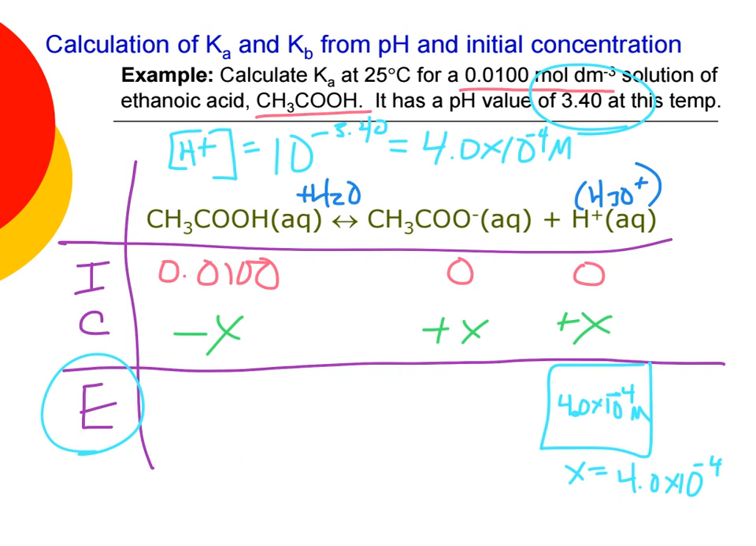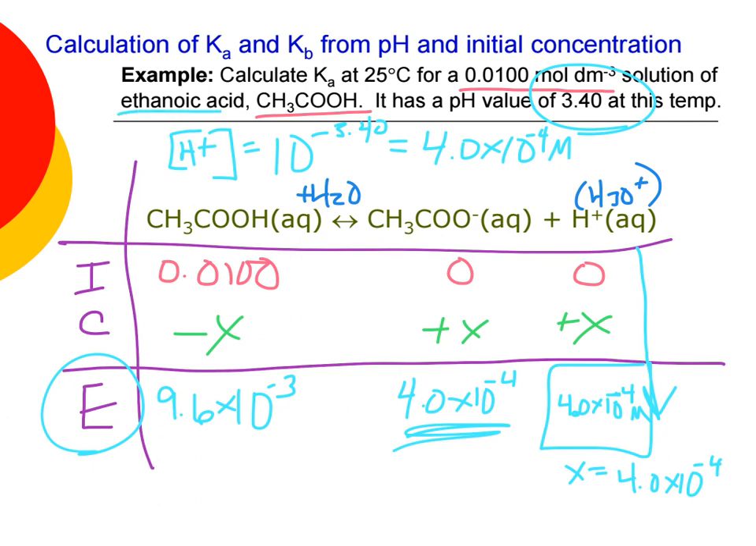Then using 0 plus x equals that number, of course x equals 4.0 times 10 to the negative fourth, allowing us to also solve for the equilibrium concentrations of both the acetate, which is 4.0 times 10 to the negative fourth as well, and the acetic acid, or I guess they've called it ethanoic acid, same thing, 9.6 times 10 to the negative third for that concentration, 0.01 minus x.